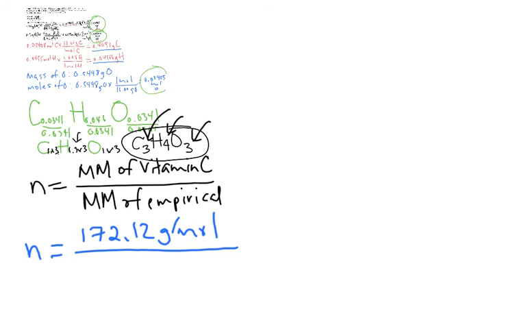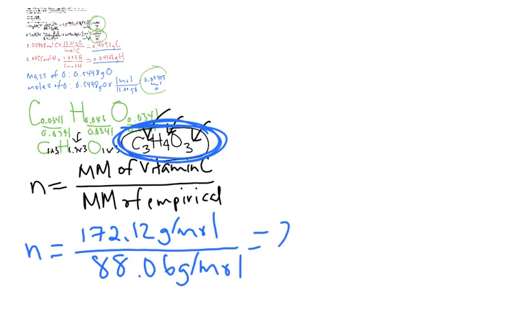So the molar mass of the empirical formula: we have 3 times 12.01 plus 4 times 1.008 plus 3 times 16.00. So this should give us 88.06 grams per mole. Once you divide these two numbers, you get 2.